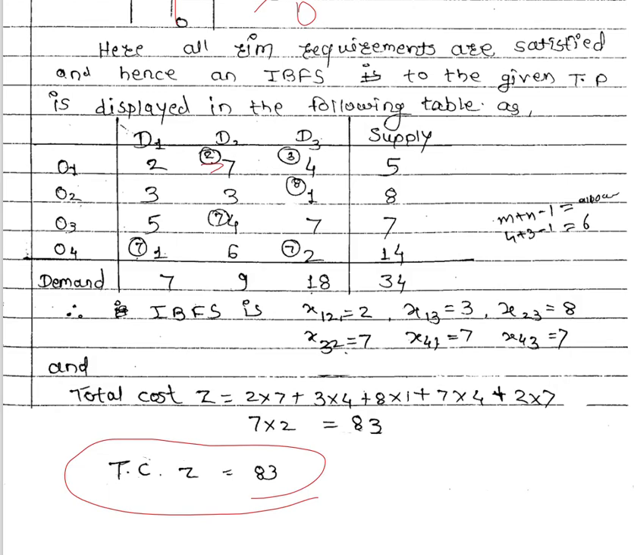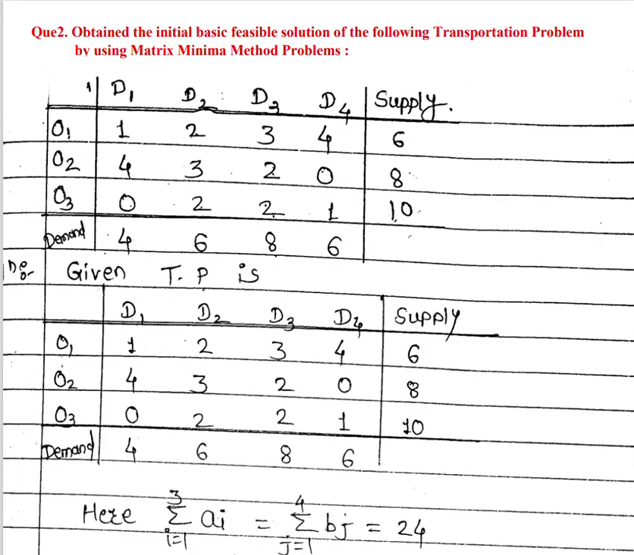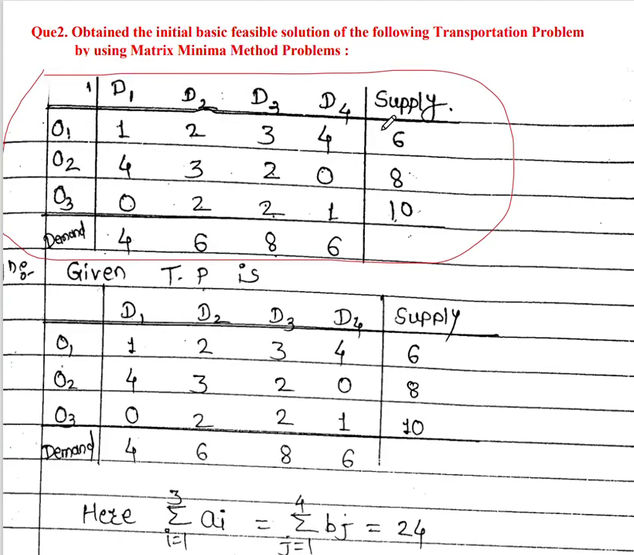Okay, so this is the first problem on the matrix minima method. Now we will see another problem on the matrix minima method. The problem is: obtain the initial basic feasible solution of the following transportation problem by using the matrix minima method. So this is the given transportation table. Okay, so this is your transportation table: 1 2 3 4, 4 3 2 0, 0 2 2 1. Demands are 4 6 8 6 and supply are 6 8 10.